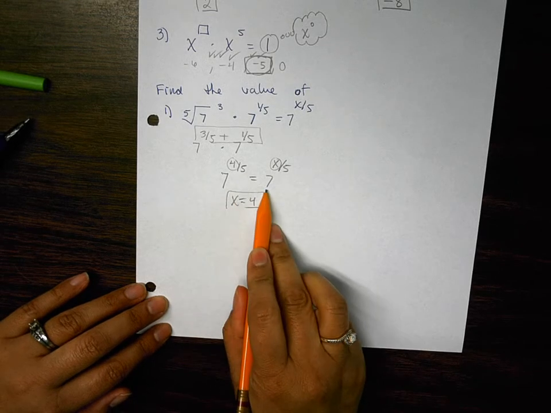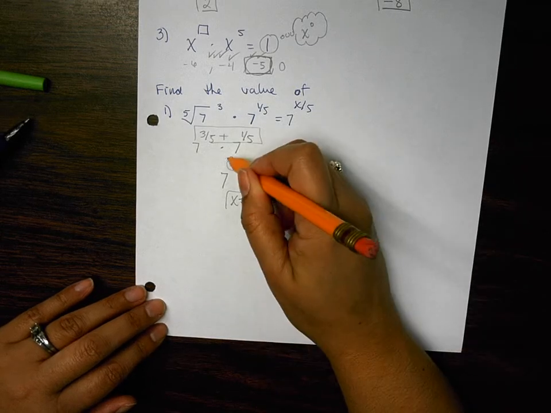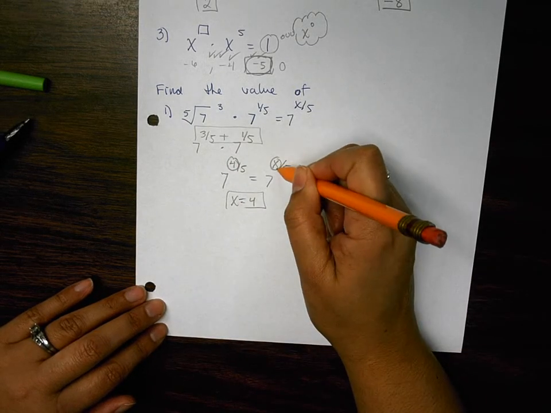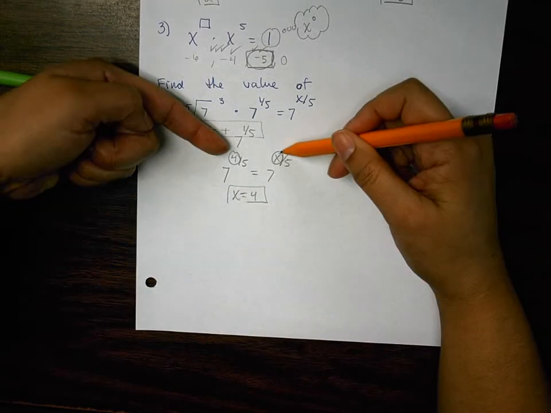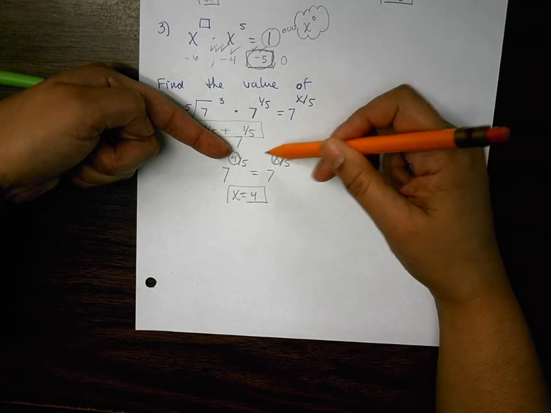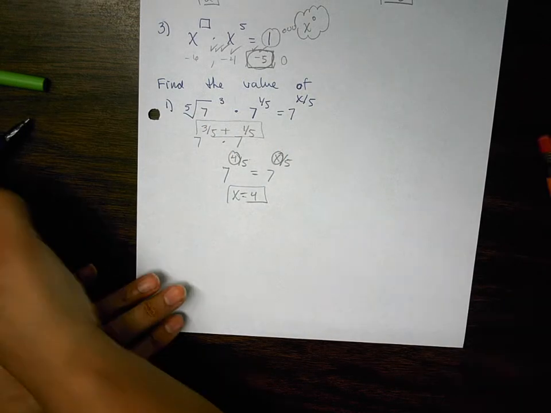X is 4. 7 to the 4/5 would equal 7 to the 4/5. Do you see that? So it has to be 7 to the 4th and equal to 7 to the 4th. X is 4. In order for these two to be equal, x would have to be 4, so that it could be 4 over 5 and 4 over 5.